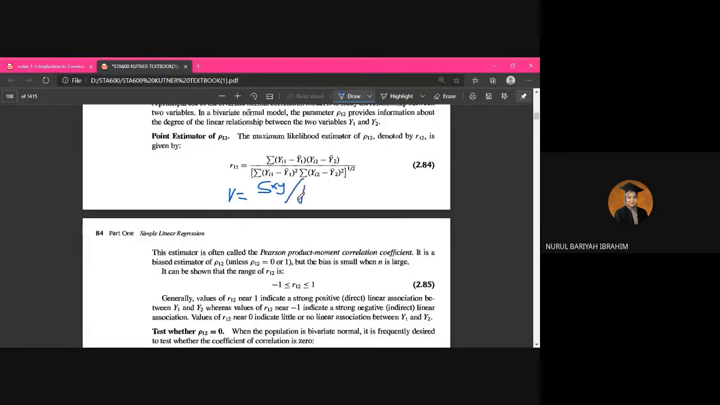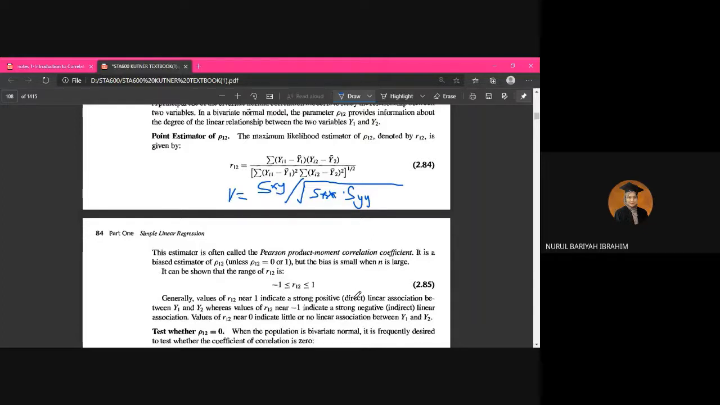R equals SXY divided by the square root of SXX multiply SYY. So SXX multiply SYY. Okay, and then as you know, the value of the Pearson correlation coefficient will lie between negative 1 and 1. Okay, it cannot be more than 1. And then it has a negative sign.